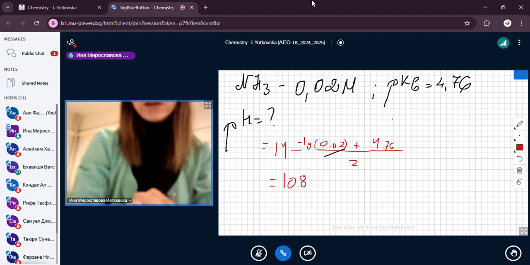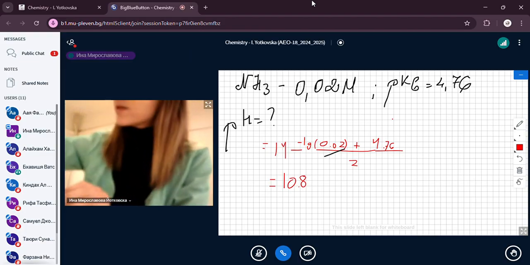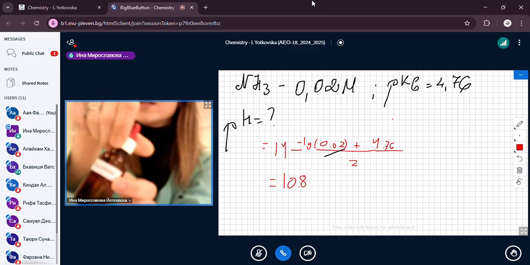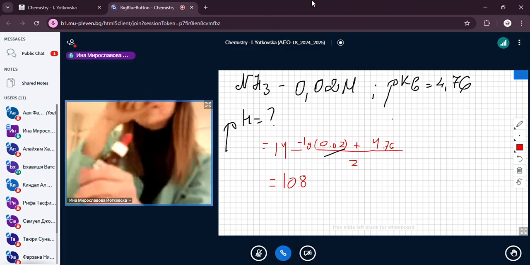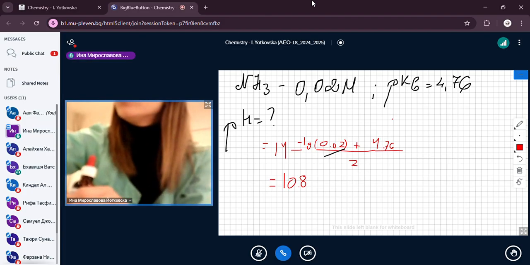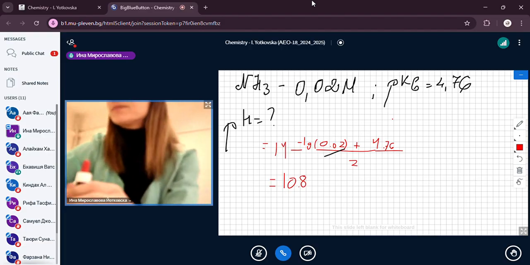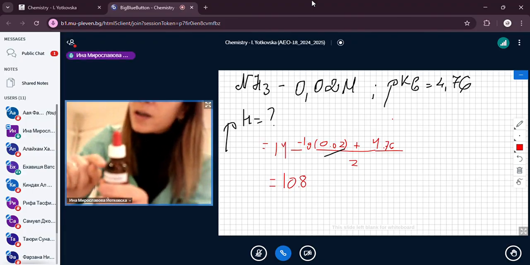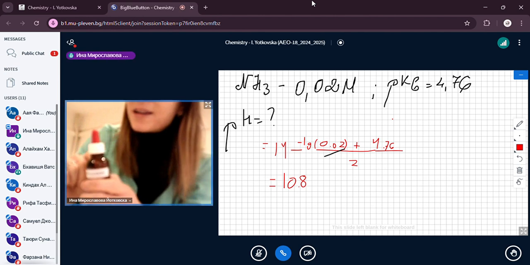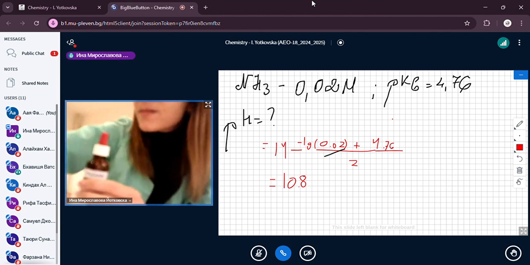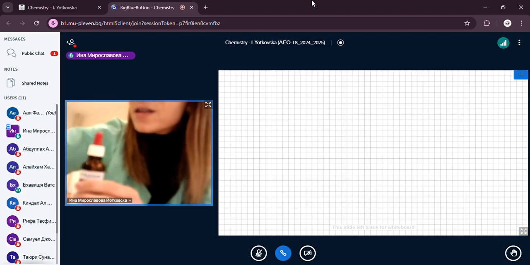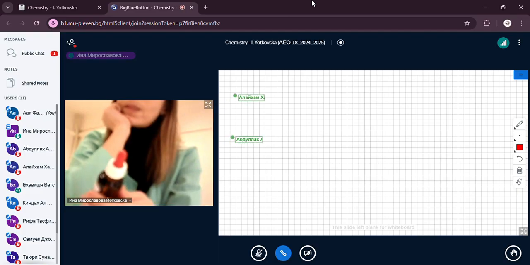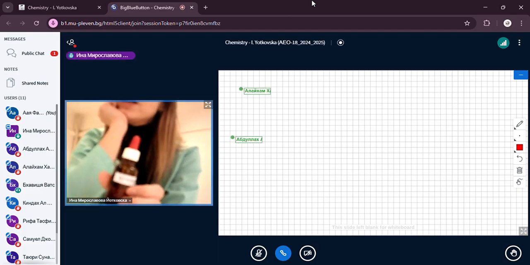Now let's continue with the next solution, which is 0.1 normality acetic acid. Let's calculate what we must obtain for this solution. Write it down yourselves, because I cannot write until my camera is turned on. I will just leave the screen unlocked so you can write down the solution. You have 0.1 normality acetic acid.